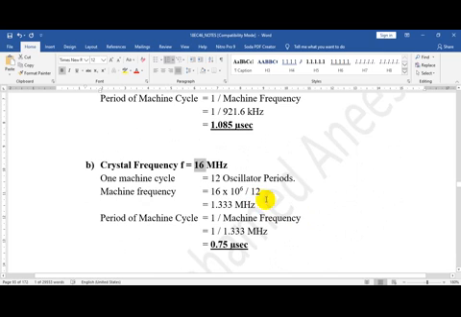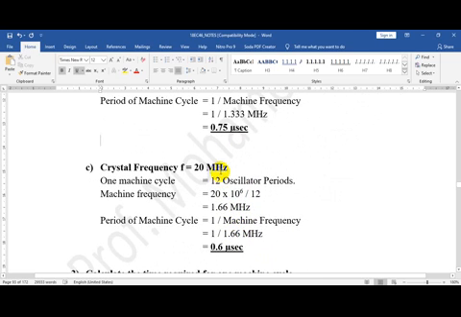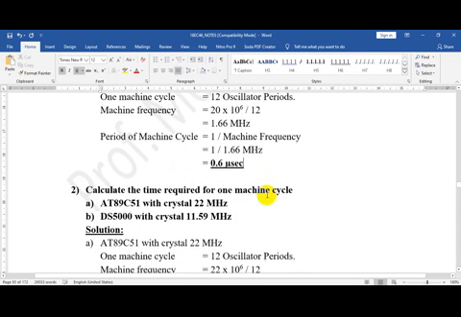Similarly, we have calculated for 16 megahertz. 16 megahertz divided by 12 is 1.33 megahertz. Since the frequency is more here, the time taken will be less. So 1 upon 1.33 is 0.75 microsecond. 20 megahertz by 12 is 1.66 megahertz, and 1 upon 1.66 is still lesser. So as the frequency is more, the time taken will be less. It is evident, right? Whenever you want to purchase a laptop, you talk in terms of gigahertz: 1.8 gigahertz, 2 gigahertz, 3 gigahertz. As the frequency is higher, the speed is also higher.